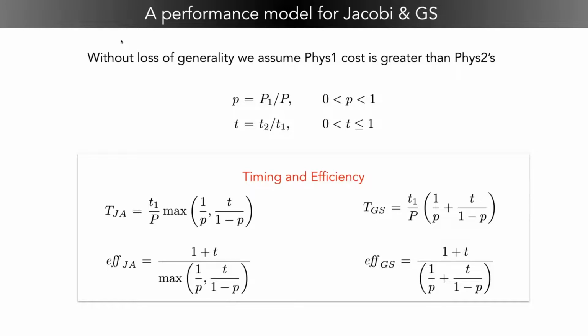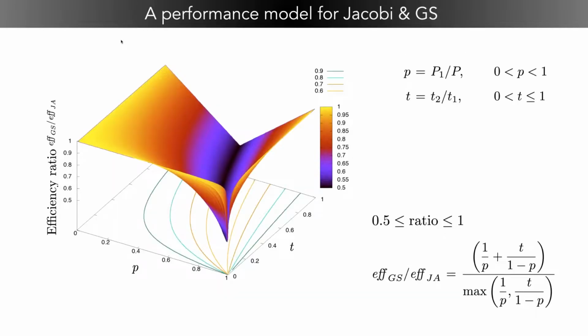For the following, we'll assume that the cost of one physics is greater than the other. We define P, the ratio between the number of processors, and T, the ratio between the times, so we can rewrite everything in terms of T and P. We have a nice formula from which we cannot conclude anything, so we have to go to some figures. This is the efficiency ratio between the Gauss-Seidel and the Jacobi.